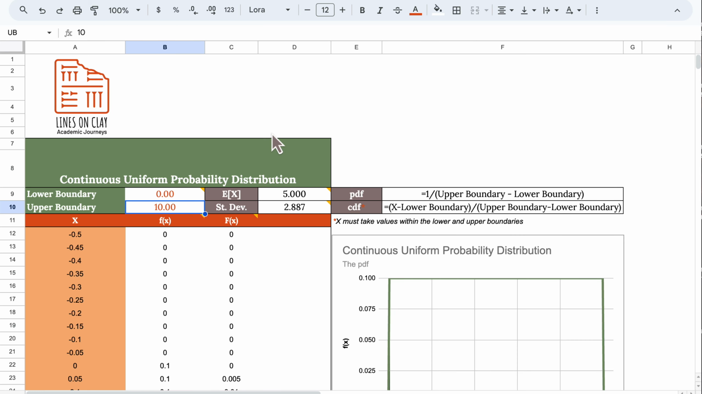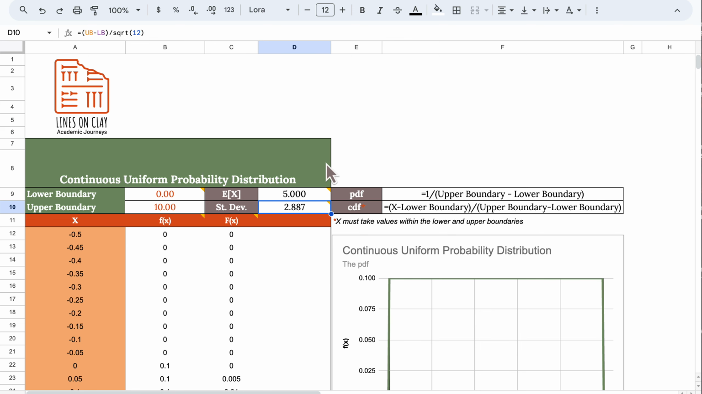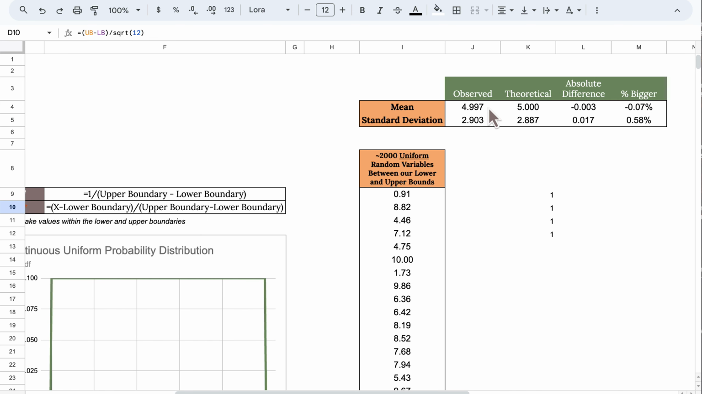Your turn, Lines on Clay users. Build up your intuition by going to the Google Sheet that we've prepared for you. Go to the Continuous Uniform Probability Distribution tab and change up these values and see for yourself how the theoretical expected value and theoretical standard deviation line up with the reality just by playing around with these numbers here. Just press 1, 1, 1, 1, and see how it changes things up. And it's pretty cool.